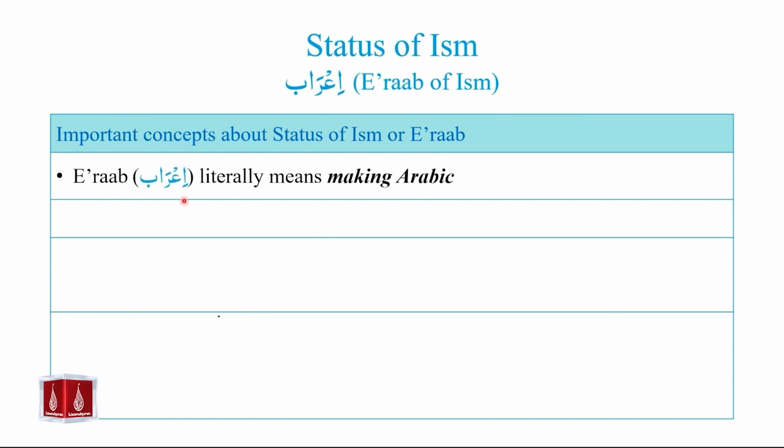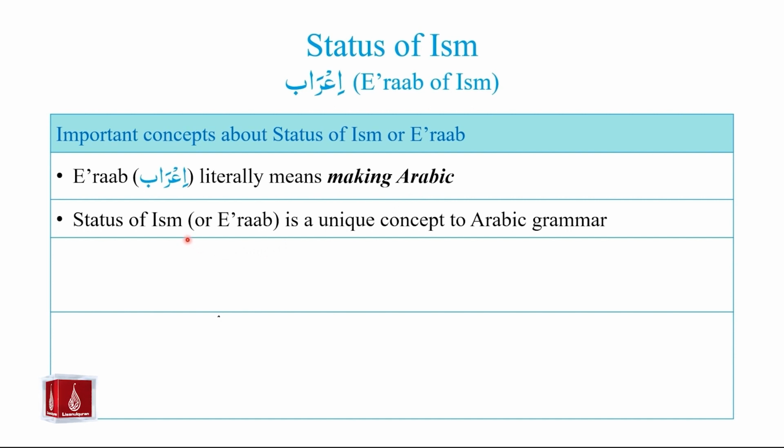First of all, i'rab literally means making Arabic. The status of an ism or its i'rab is a very unique concept to Arabic grammar. We will not see this concept in Urdu or English grammar. There are certain concepts like number, gender, capacity that are common to Arabic and English and Urdu. But the status of an ism or its i'rab is a very unique concept to Arabic grammar.